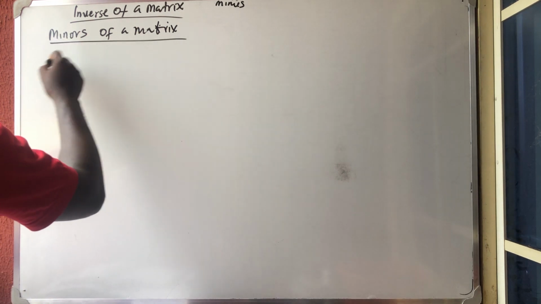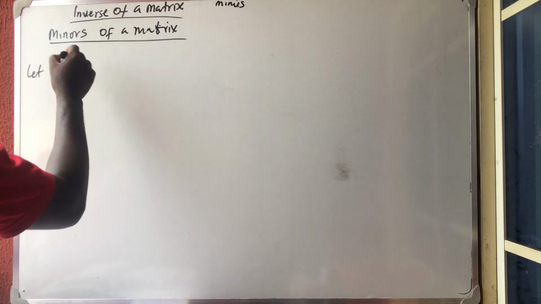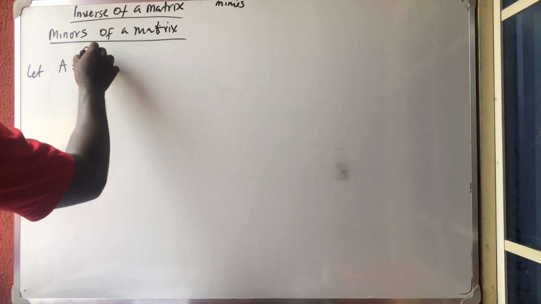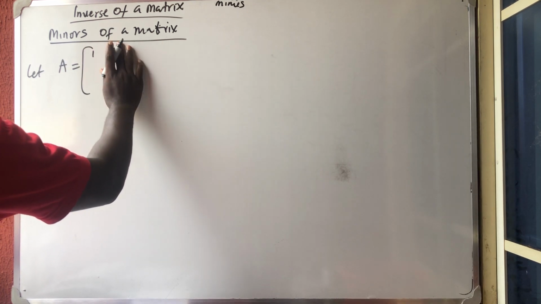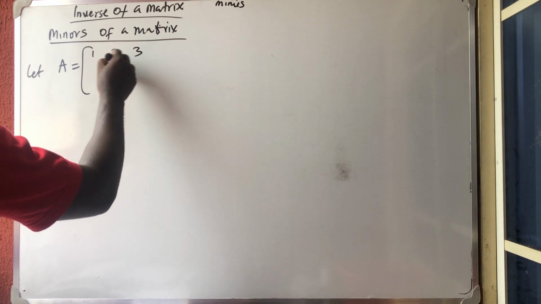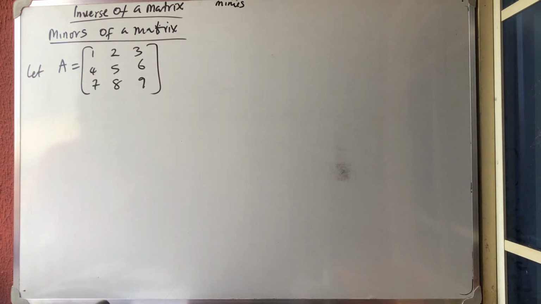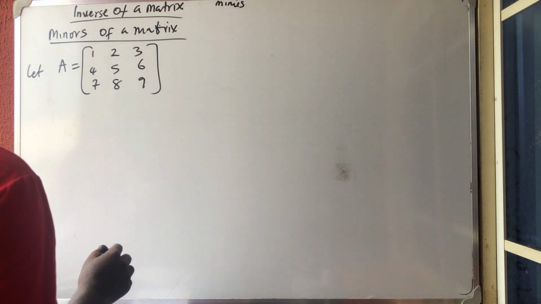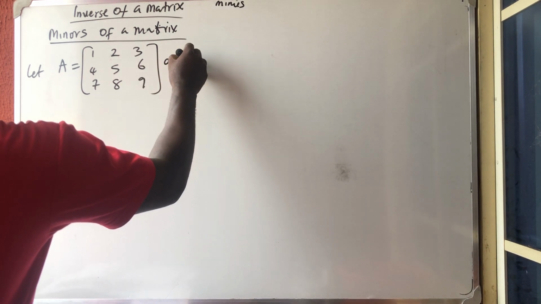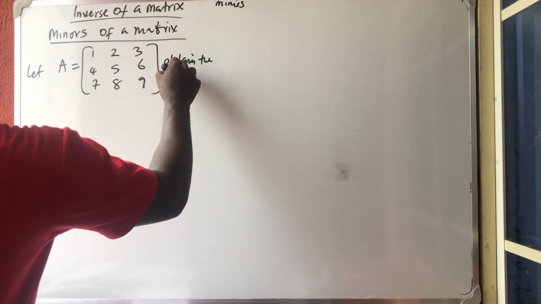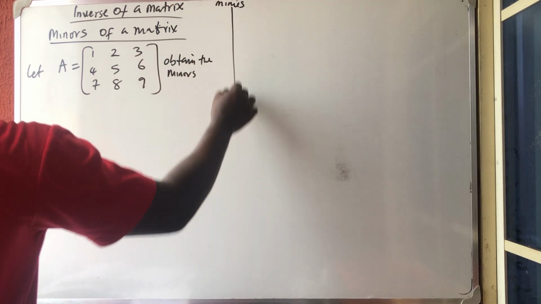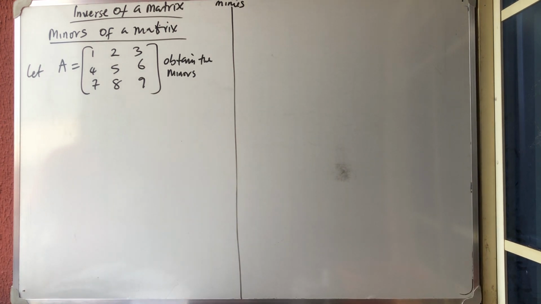Okay, so now if we have this, for example, let A be equal to this matrix: 1 2 3, 4 5 6, 7 8 9. And we want to find the minor, and they say obtain the minor of this matrix. Now how do we obtain the minor? Well, we obtain the minor of this matrix one entry after the other.